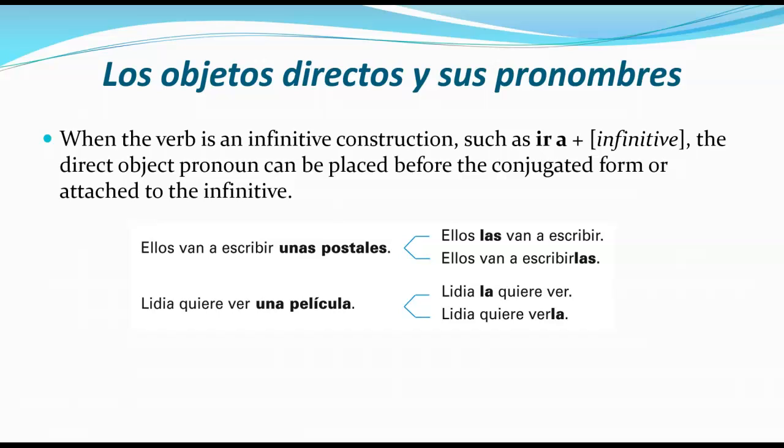But if I have something like antes de verla, I'm talking about una película, antes de verla. The antes de requires that I have an infinitive, so antes de verla, voy a comprar una soda. Something like that. Okay. Here they show us two examples where we've got a conjugated verb with an infinitive.